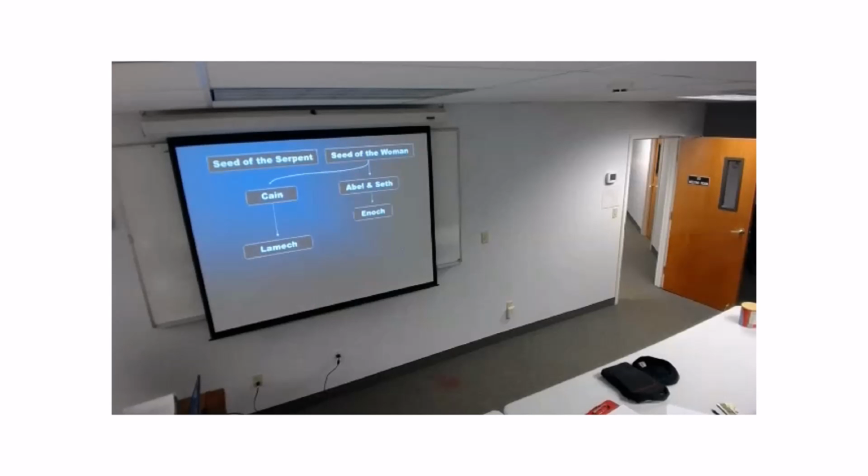So once again, you see the different slides, the seed of the serpent, the seed of the woman. And now, under Noah, you see the split happening again, where Ham is cursed and Shem is blessed. And Ham's descendant is Canaan, whereas the descendant of Shem would be Abraham. And now, I think that's the next slide.